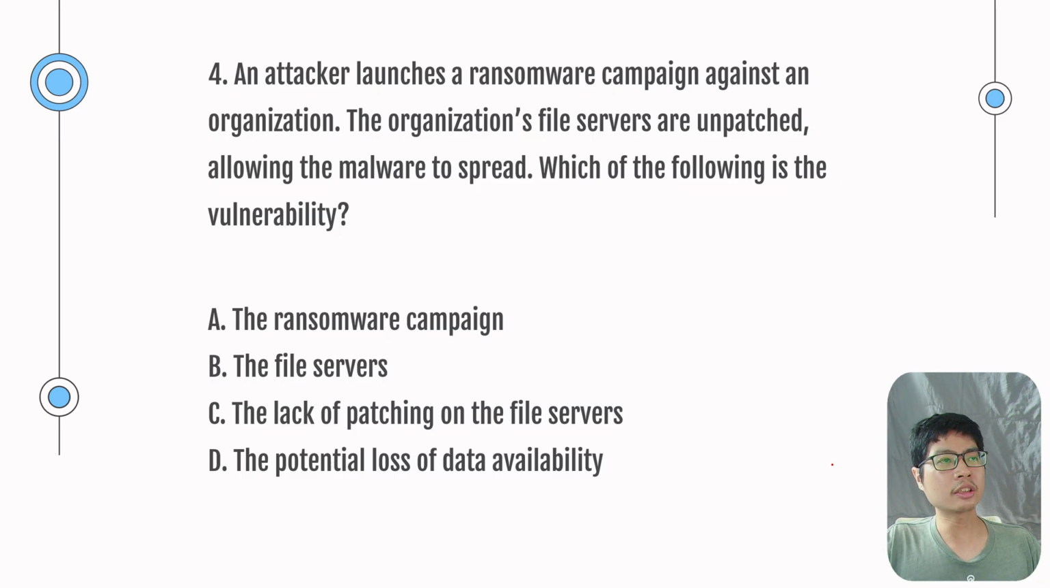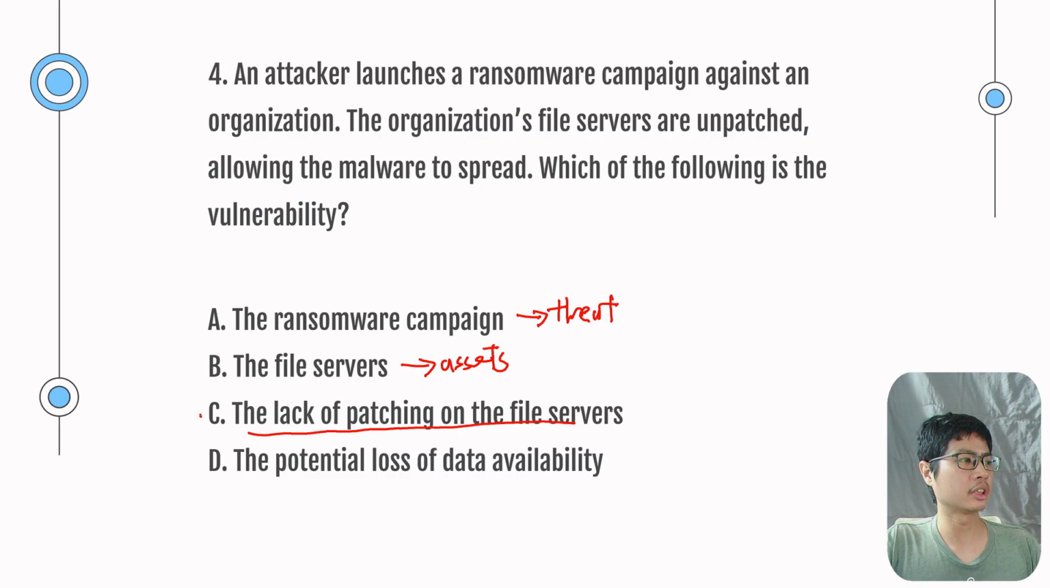Question 4. An attacker launches a ransomware campaign against an organization. The organization's file servers are unpatched, allowing malware to spread. Which of the following is the vulnerability? Okay, so the ransomware campaign is the threat, propagated by the threat actor. The file servers themselves are the assets, because the file servers are storing all the important documents. The lack of patching on the file servers, yes, indeed, this is the vulnerability itself.